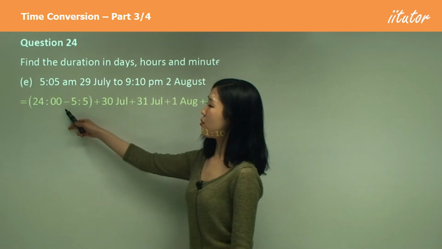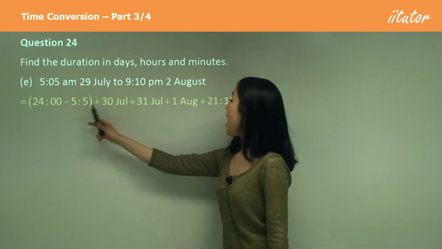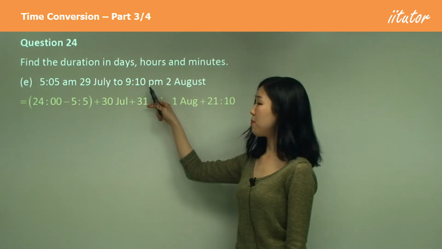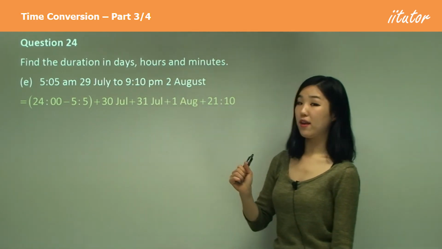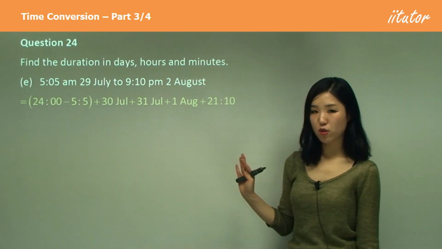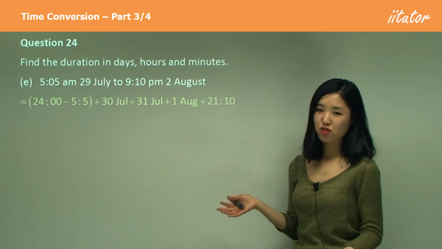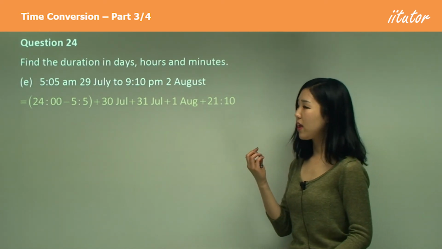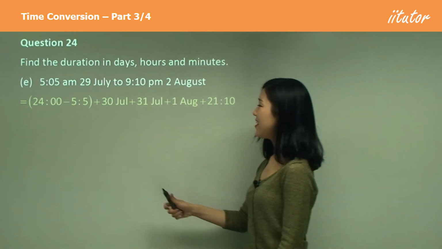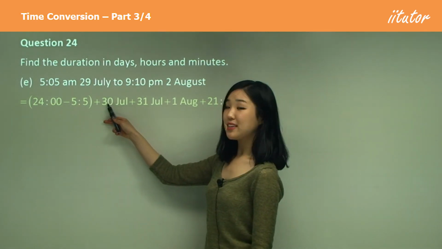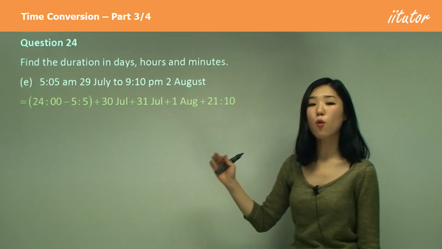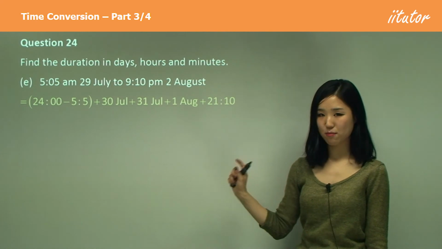So we do 24 minus the 5:05, and then we add on the 9:10, but make sure you change it to 24-hour time because that's p.m., which is 21. Okay, and then how many days in between? We know that July has 31 days, so guys, yes, you do have to be really good at knowing how many days in each month. Okay, so make sure you understand that first. And then, as I said, July has 31 days, so we have 30th of July, 31st of July, and 1st of August. Those 3 whole days in between.